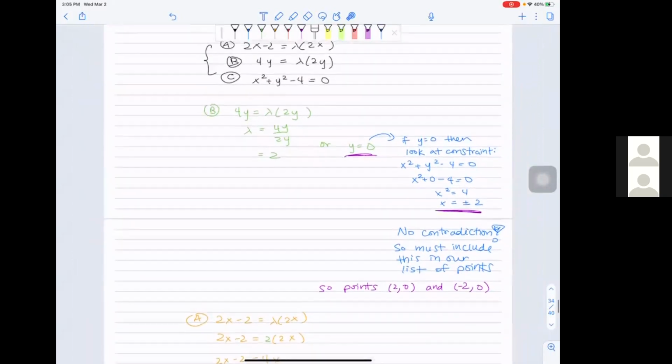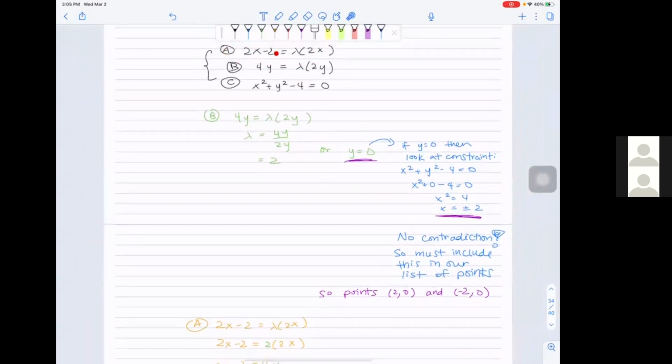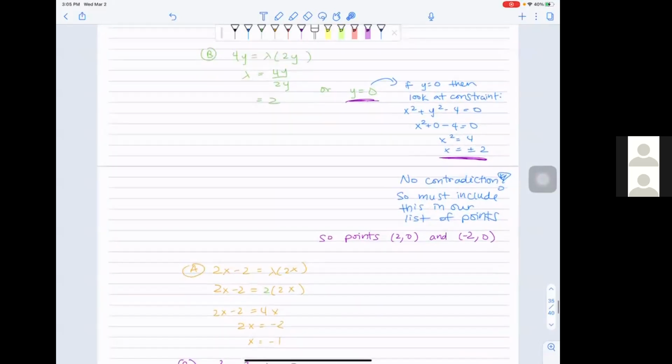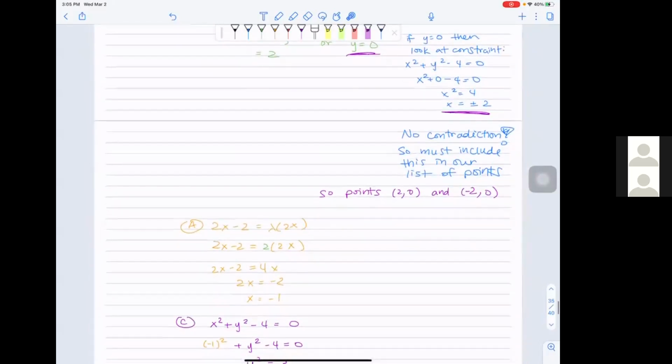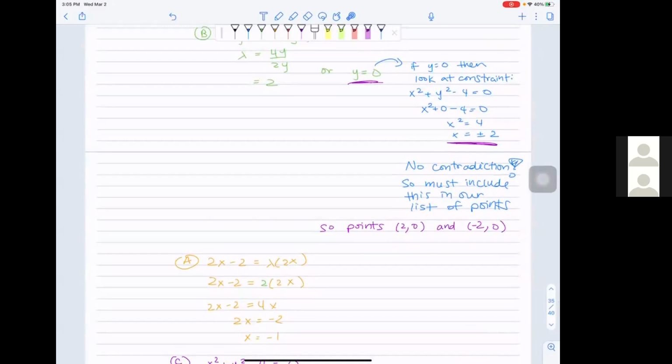Then from equation A, the first equation, we do the same thing. Oh, actually I plugged in lambda. So you could either solve for lambda, set them equal to each other, or solve for one lambda, then plug it into the second equation. So here I plug in the green lambda into our first equation to get x equals negative 1.